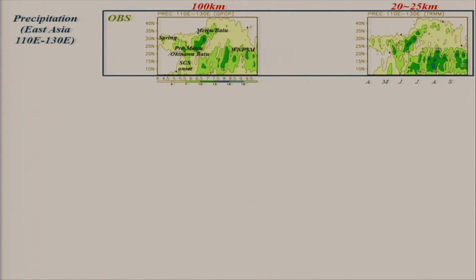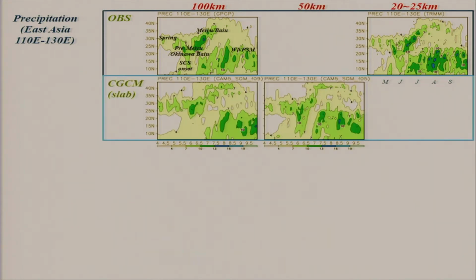Here it shows the spring rain and pre-Meiyu and Okinawa Baiu, as well as the South Asia monsoon onset around mid-May, and the mature phase of the Meiyu and the Baiu, corresponding to the onset of the WNP monsoon, then the Meiyu and Baiu break. Generally, TRMM has a higher precipitation intensity when compared with the GPCP result.